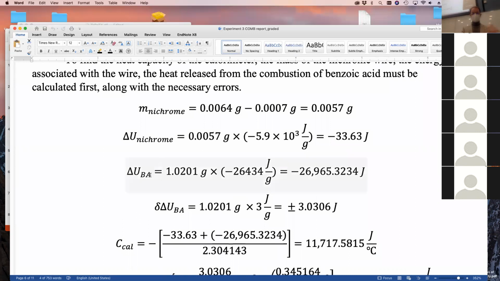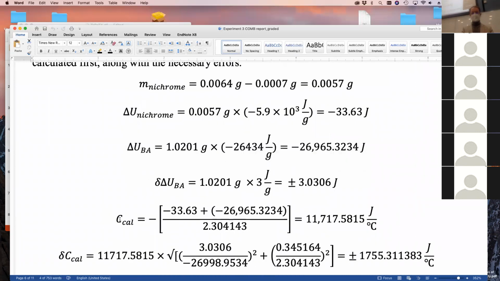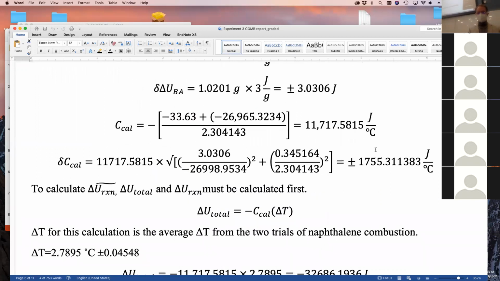And then they explain how, for the calibration portion of the experiment, they calculated the heat capacity of the calorimeter and the uncertainty in the heat capacity of the calorimeter, right? The calculations are all shown explicitly.